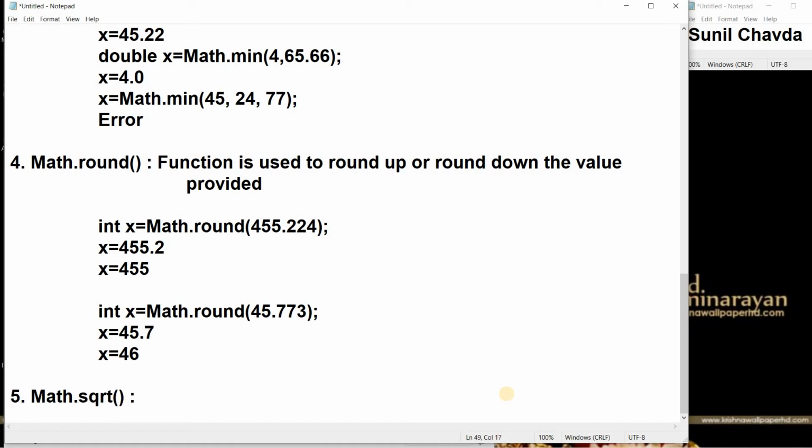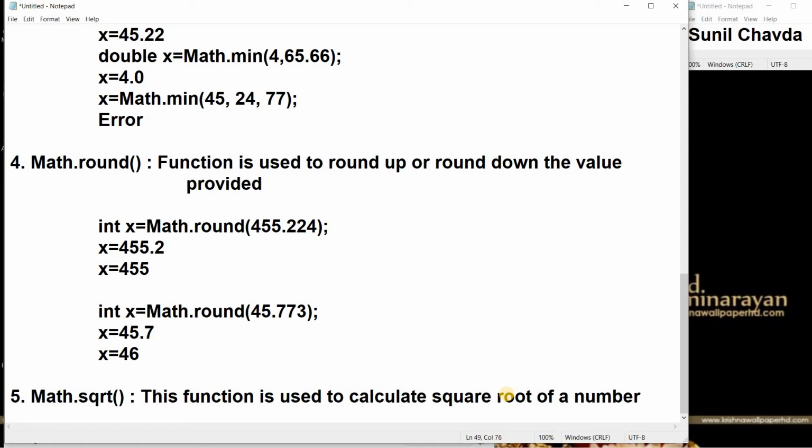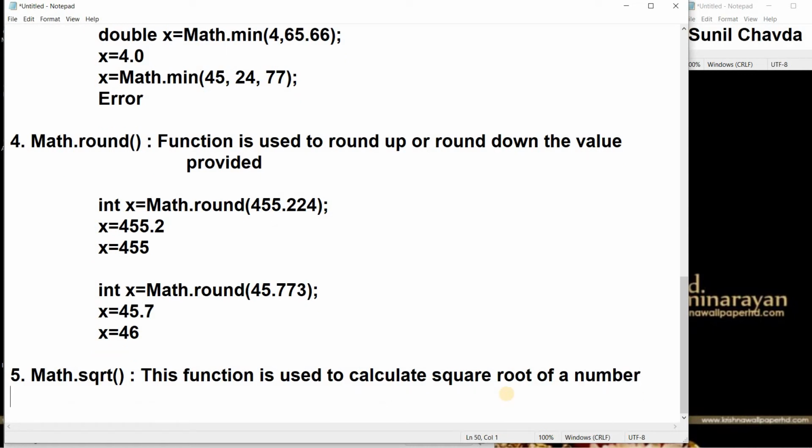After Math.round, the next function is Math.sqrt. What is the job of this function? This function is used to calculate the square root of a number. Whatever number you give, it will calculate the square root of that number. It will answer you in the form of double only. Whether the number you provide gives a fractional result or not, the answer will always come in the form of double.